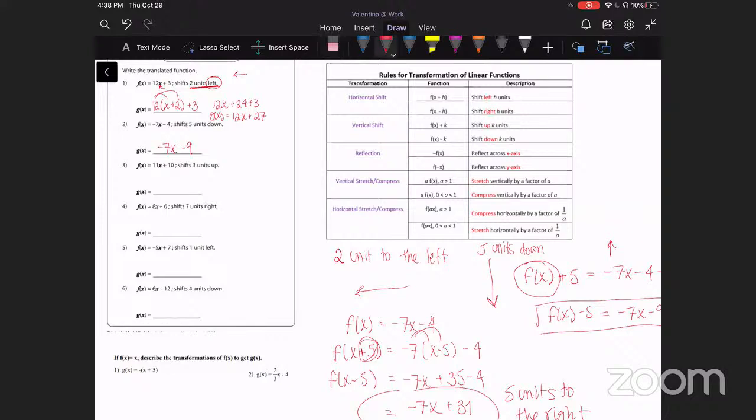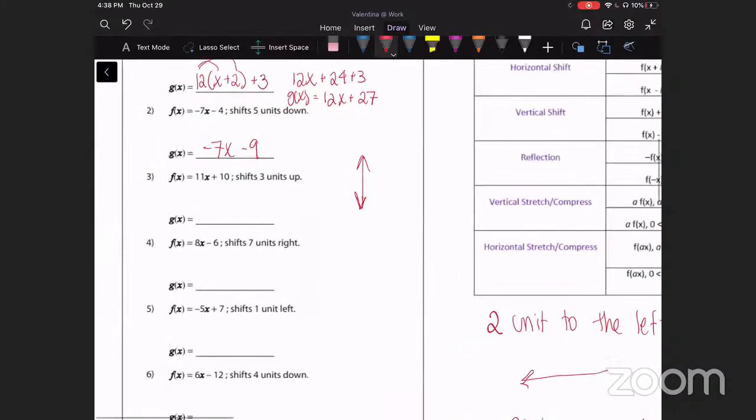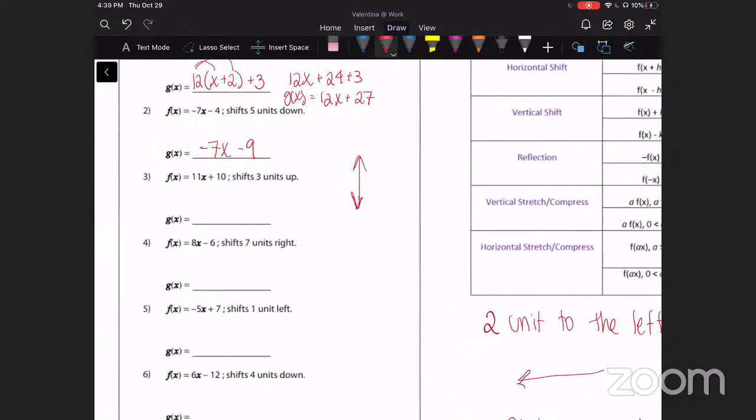So we want to move up. So that's going to be a vertical shift, right? Yeah. So vertical shift. And we have f of x equals 11x plus 10. Okay. So if we're looking at a vertical shift, what are we going to be changing? Our f of x or our x? Are we going to be making a change to our input, which would be our x, or to our output, which is our whole f of x? What do you think?